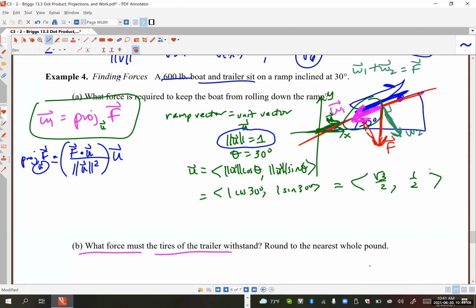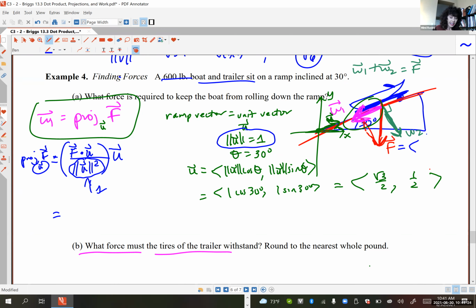So what does this denominator end up being? Easy peasy. 1. Yeah, that was kind of convenient. And it's convenient to choose your ramp vector with a magnitude of 1, so you don't have as much yuckiness. Now, what about this force vector?